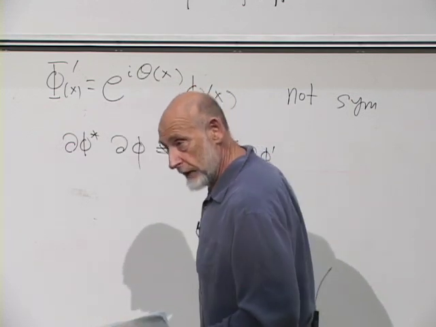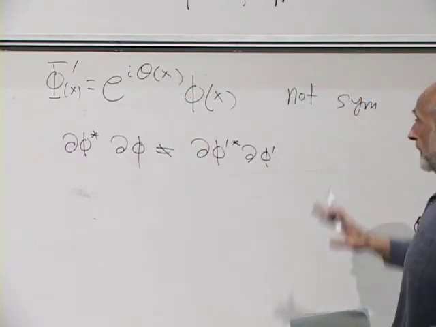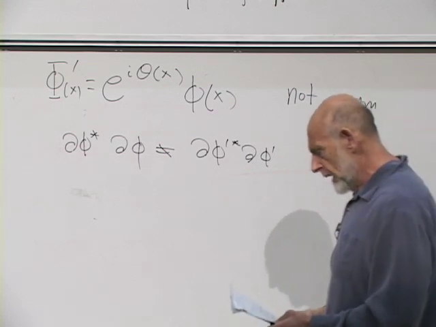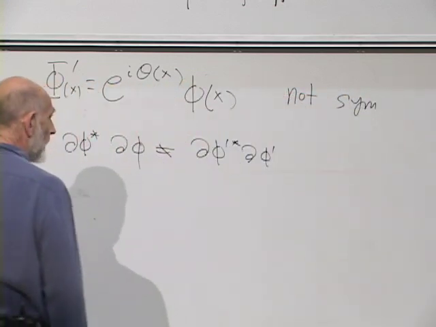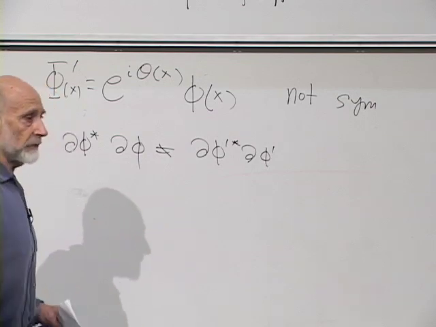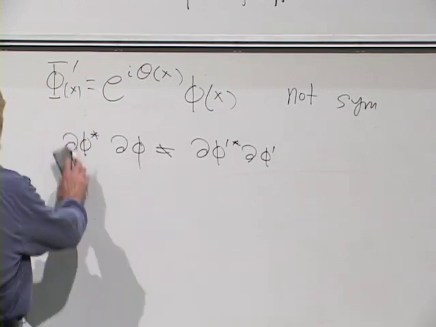All right? If theta is a constant, it's a symmetry. If theta is not a constant, it's not a symmetry. In order to make it a symmetry, you have to add another field. And the other field is called the vector potential. Right?